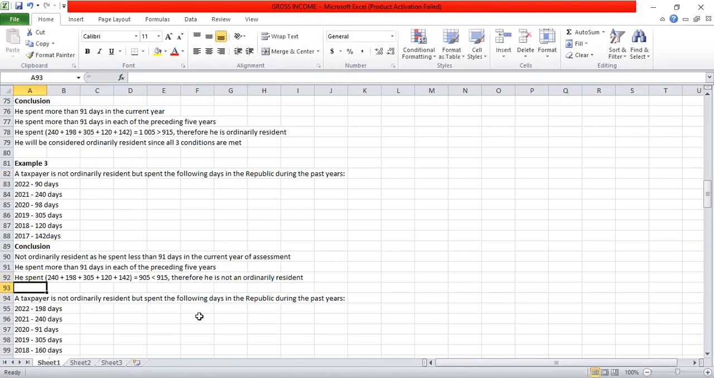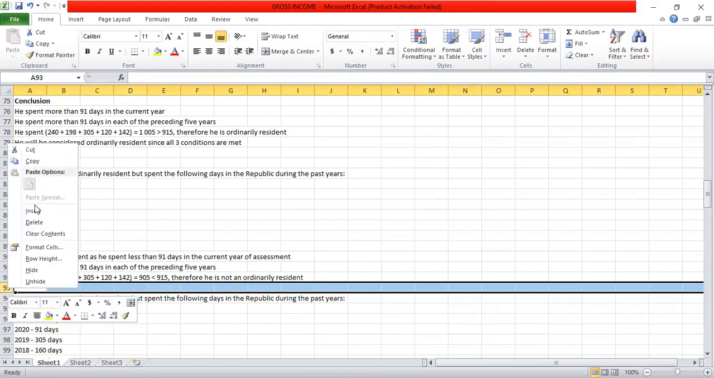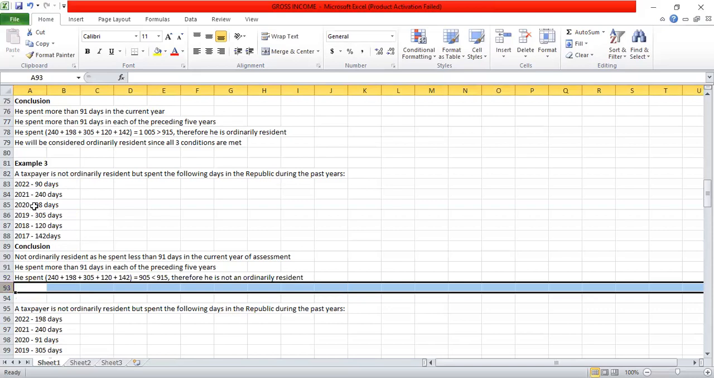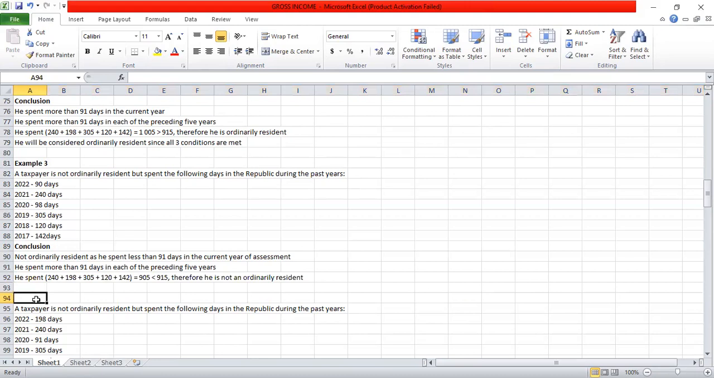So on example 3, there are 2 criteria that are not met. Number 1, he spent less than 90 days in South Africa during the current year. And then number 2, the total number of days were 905, which is less than 915. Then we go to the last example.